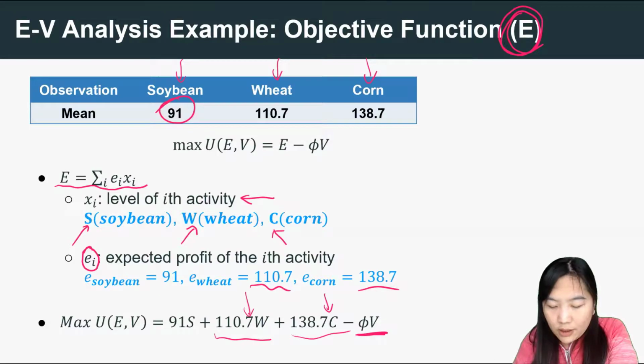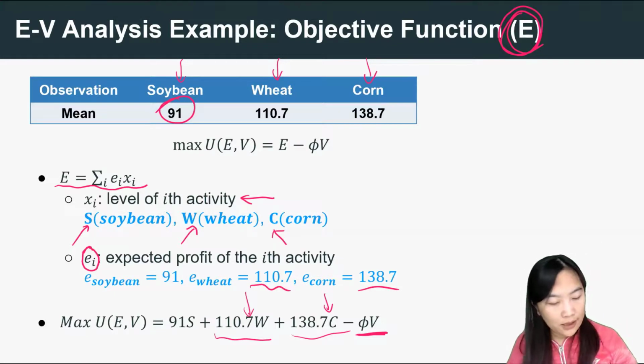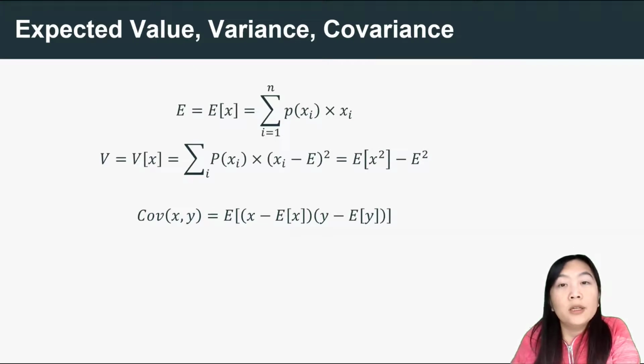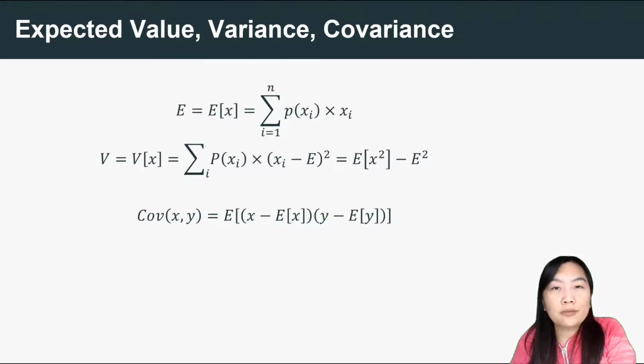Then we need to figure out this V here. We already talked about phi, and after we talk about V, we will put everything together. So in order to know how to express V, we need to get to know a little bit better about variance and covariance.